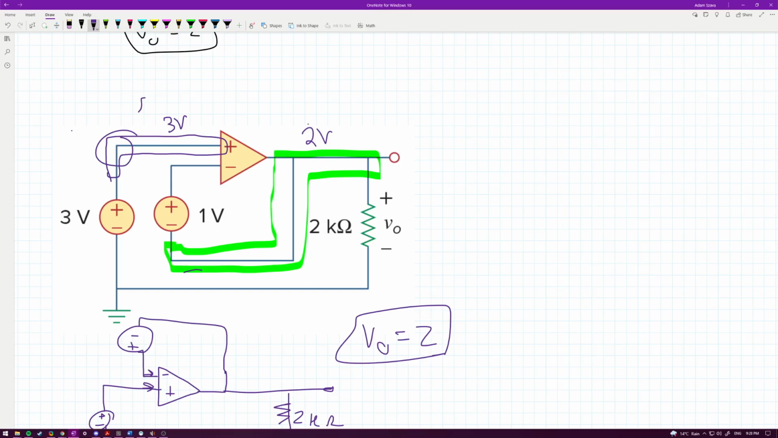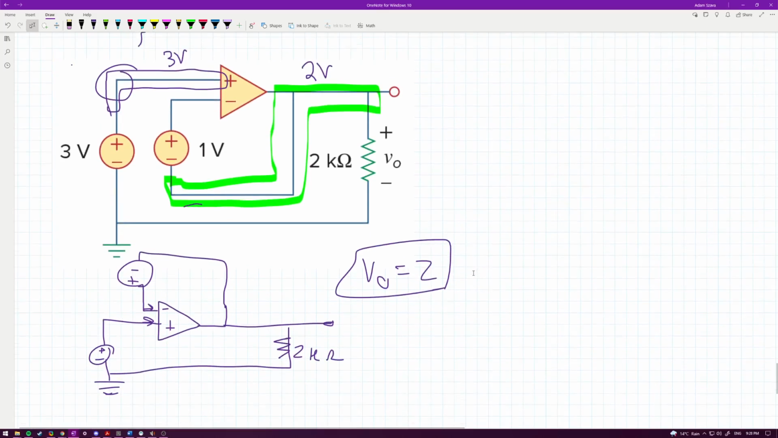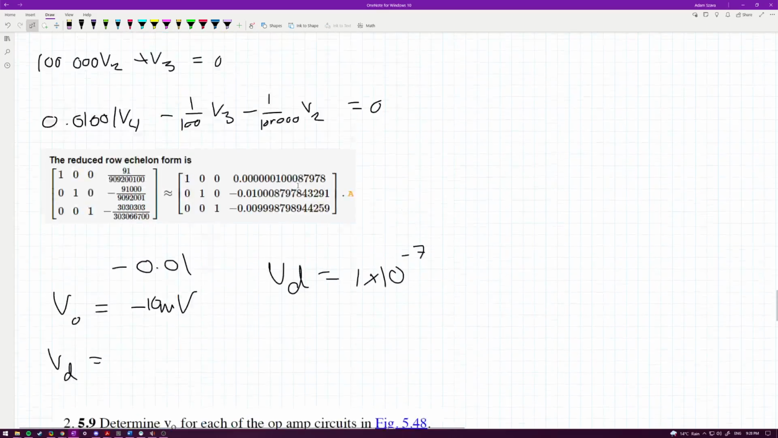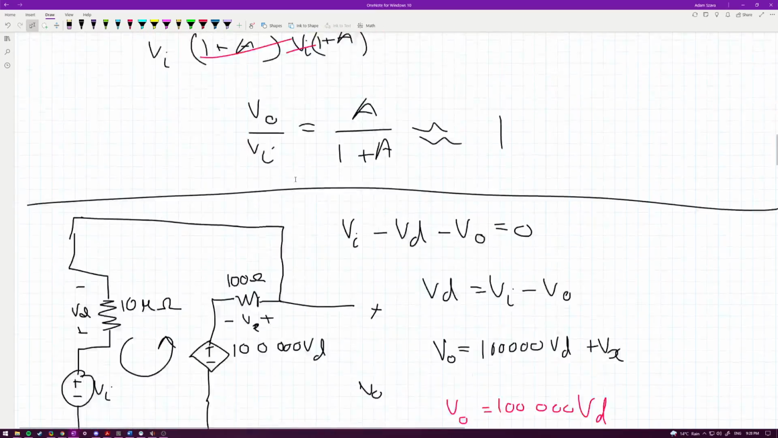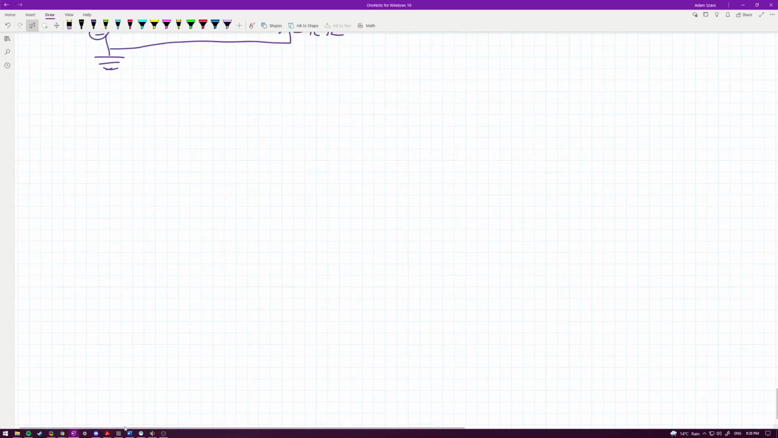Okay. Yeah. So what you did here was just 3 minus 1, and then that's your VD, and then whatever output comes out of that. Okay, yeah. And then this is ground. This VO is connected to ground on this side, so it's just whatever voltage is there, which was 2 volts. Oh, okay, yeah, that makes sense. Yeah, that's a good way of thinking about it. Good. 5.11. Let's give that a try.